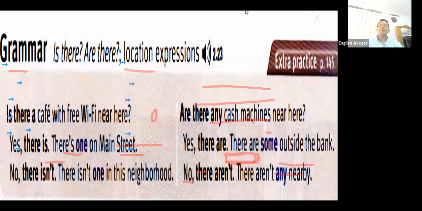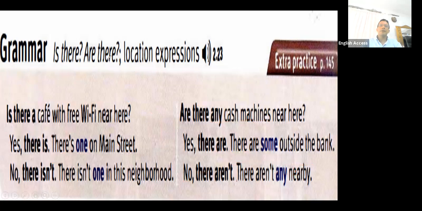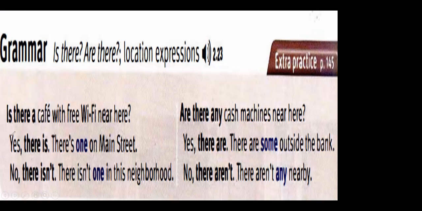Okay, this is what we were talking about before. Is there, are there. Location expressions. Let's see, right and left. Andrea, you read left. Alejandra, you read right. Andrea, please, here. Is there a cafe with free Wi-Fi near here? Yes, there is. There is one on my street. No, there isn't. There isn't one in this neighborhood.